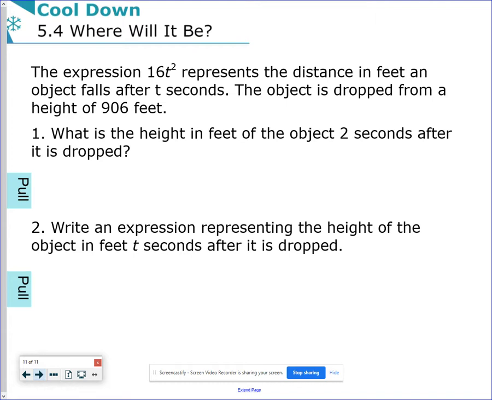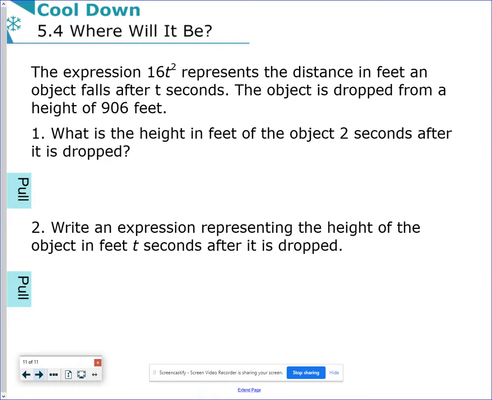So this is the cool down that you're doing today. I'm not going to show you the answers on this one, but it says the expression 16t squared represents the distance in feet that something has fallen, and the object is dropped from a height of 906 feet. So for number one, it doesn't really matter that it's at 906 feet, right? But it's going to be falling for 2 seconds. That would be in for the time. The time is 2, so you'd have to substitute that in.